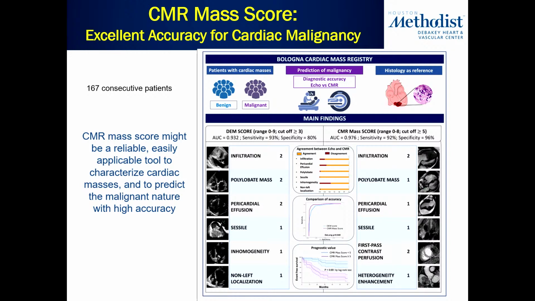So I think the most important thing to get out of this is not to remember the score, but to remember features that, when you are looking at a cardiac mass, prompt you to think, hey, this is something serious. I should call the referring doc. This looks like a malignant lesion.